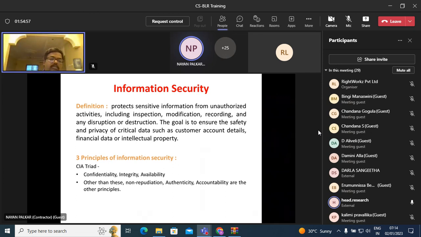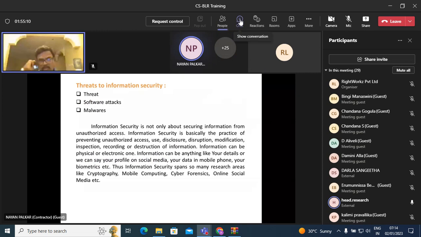Other than these, non-repudiation, authenticity, and accountability are other principles which help to keep our information secure. The threats which information security faces nowadays are software attacks and malware. Information security is not only about securing information from unauthorized access; it is the practice of preventing unauthorized access, use, disclosure, disruption, modification, inspection, recording or destruction of information.